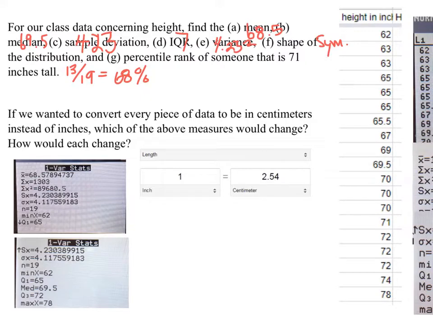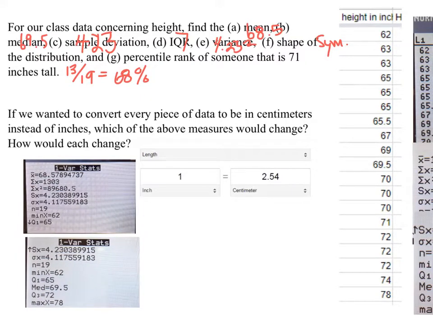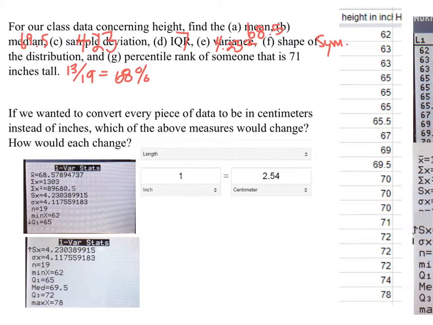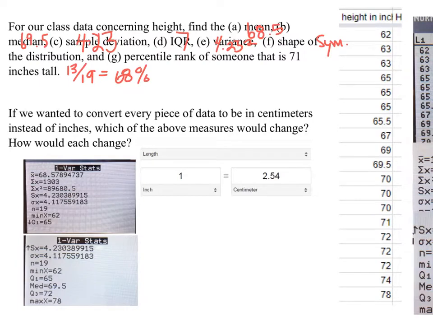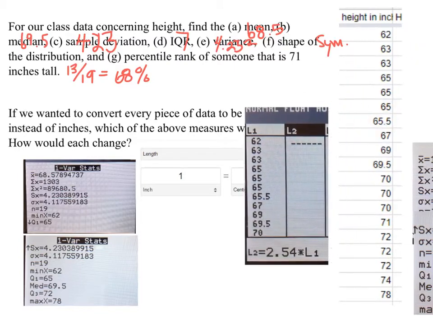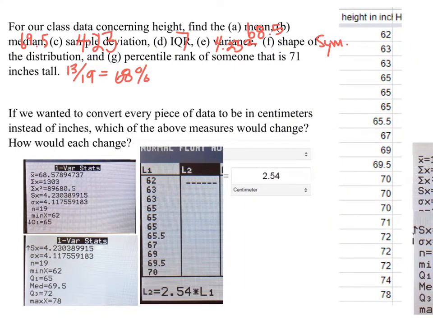Okay. Now, the next question is, if we wanted to convert every piece of data to be in centimeters, which of the following would change and how? Well, first of all, you can see my little conversion here that it's 2.54, so it's a multiplier. Okay, so if you wanted to actually do this, you could by going into your lists. I did it right here. And you can see I went into list 2 and I highlighted it. And in list 2 I said I'm going to take list 1 and multiply it by 2.54. And when you hit enter, it will actually do that for you. It will fill those lists.